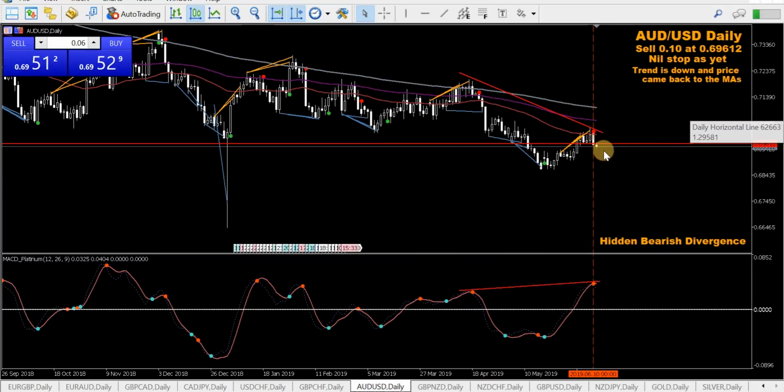Aussie, I took a sell this morning. Prices came back into the MAs, downward trend, hidden bearish divergence. You can see that higher on the MACD here, lower on price. So normally that means trend continuation. So if you're looking at bringing it down to this previous low, then maybe locking in some profit. That's if that happens. MACD's a long way above the zero level, so if it turned against me now, I wouldn't be too stressed about it. I'd be happy to take the hedge and try and work my way out of it. So that's Aussie sell.